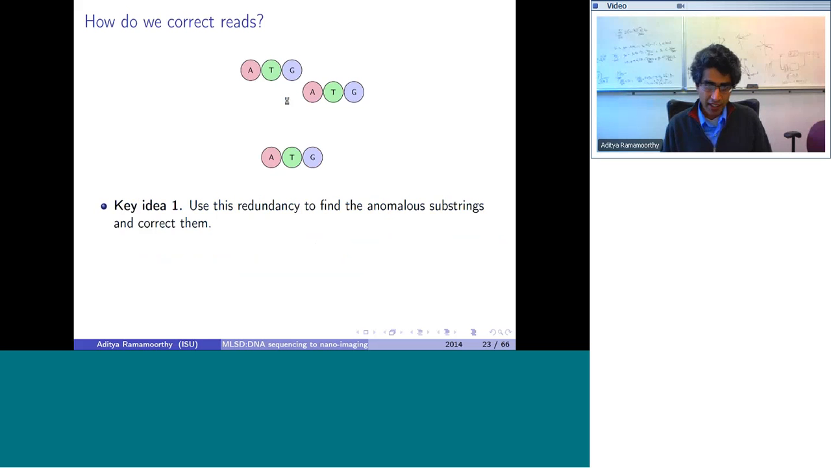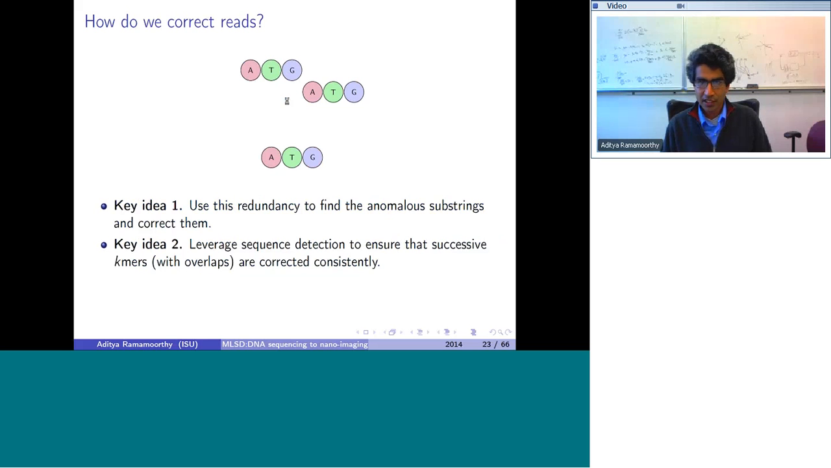So that's the first idea. The second idea is you notice that these k-mers are overlapping. So if you have a read, it is going to consist of many different k-mers. So if you are going to think about correcting k-mers, you don't want to correct them in isolation, because if you correct one k-mer, it is going to end up affecting the k-mers that overlap on that point. So you want to perform this correction of k-mers in a consistent manner, and you'll see that actually sequence detection is a very natural fit for this problem.